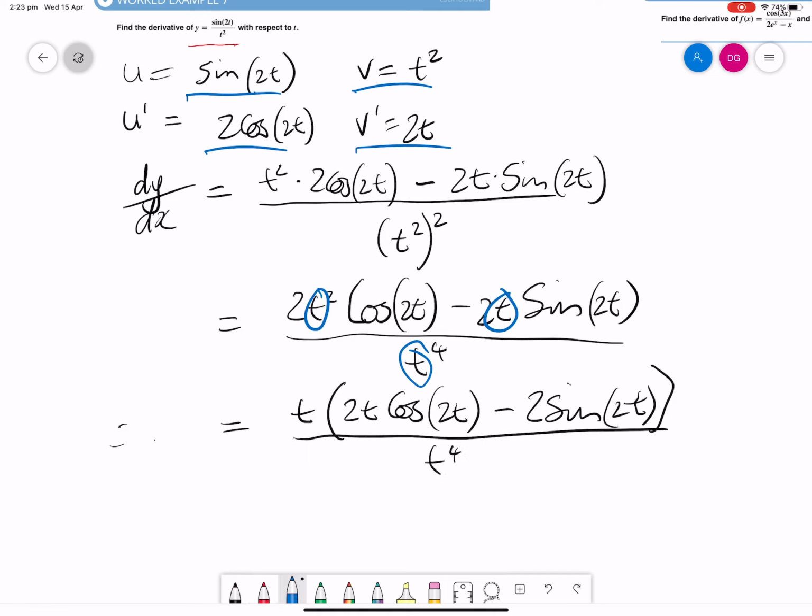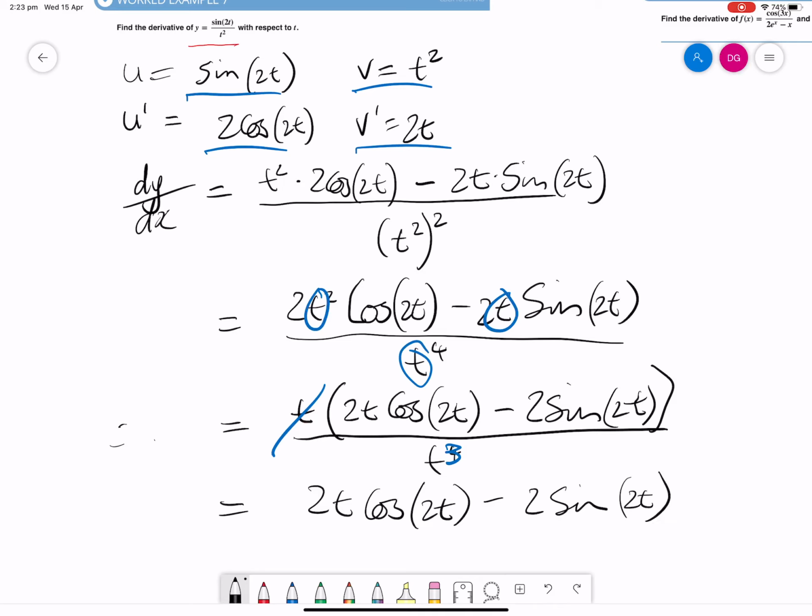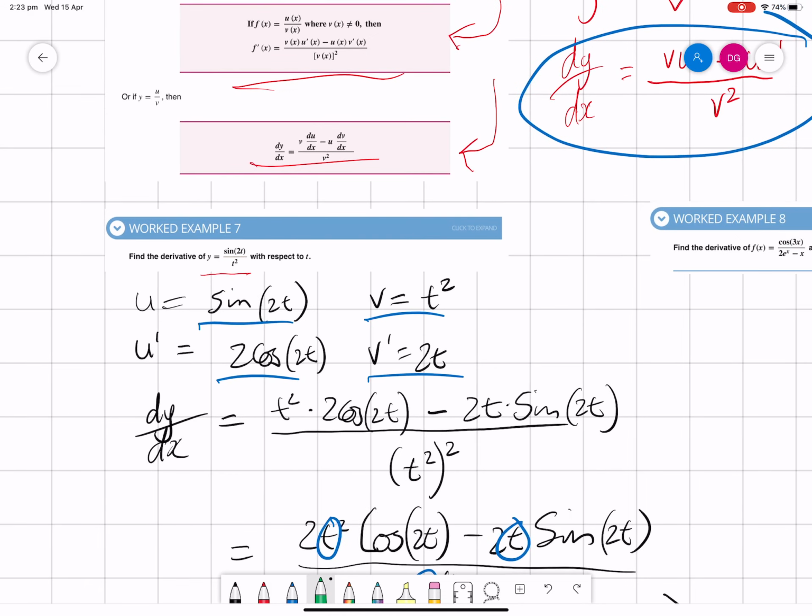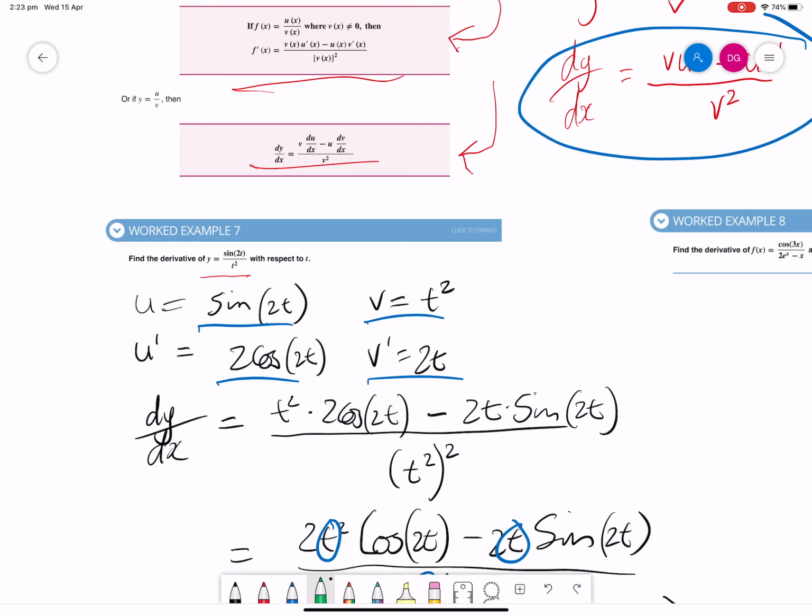But now I'm going to cancel out t, and make the bottom t to the power of 3. So then I've got 2t cos 2t minus 2 sine 2t over t cubed. And that's my final answer. That's the derivative. So let's now have a look at another example.